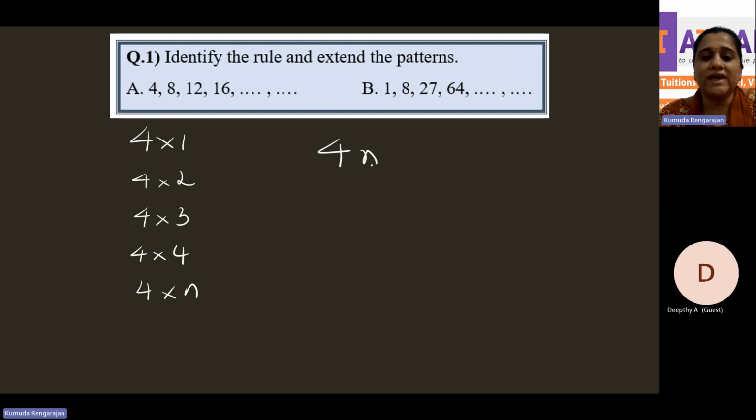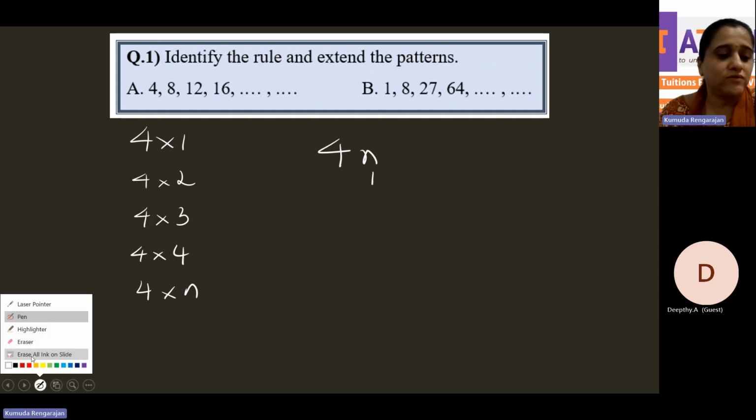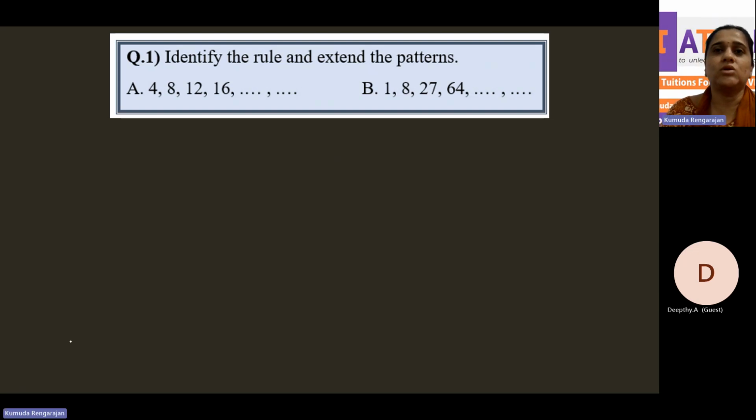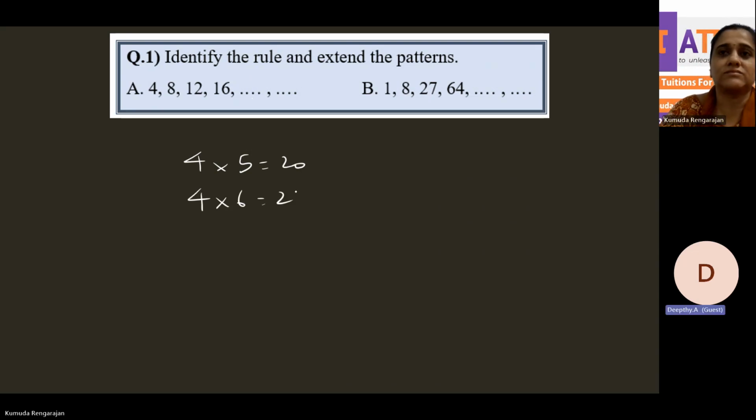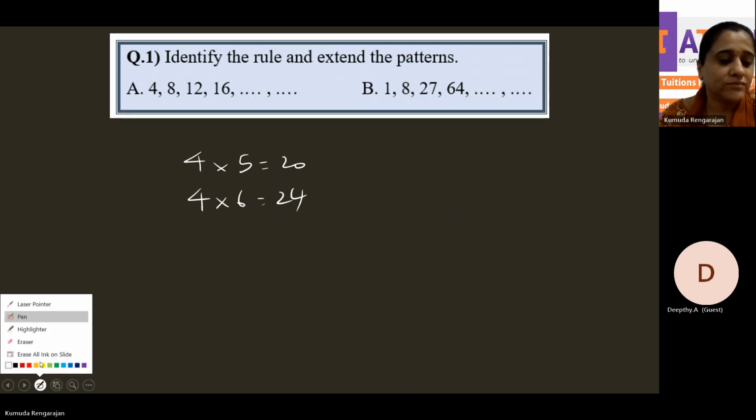4n is the rule. So when you take n as 1, 4 into 1, 4, you get the first term. When you take n as 2, 4 into 2, 8, you get the second term. When you take n as 3, 4 into 3, 12, you get the third term, and so on. The rule is 4n, correct? Now extend the pattern. What will be the fifth term? 4 into 5, 20. And the sixth term? 24. Very good. Now what's the rule for the next one?